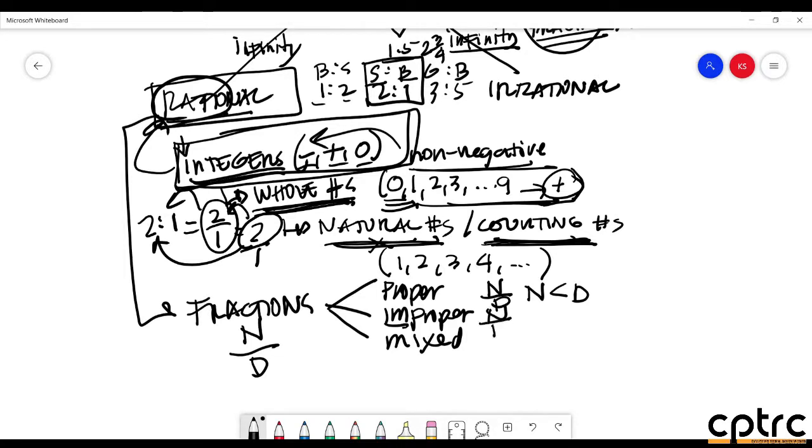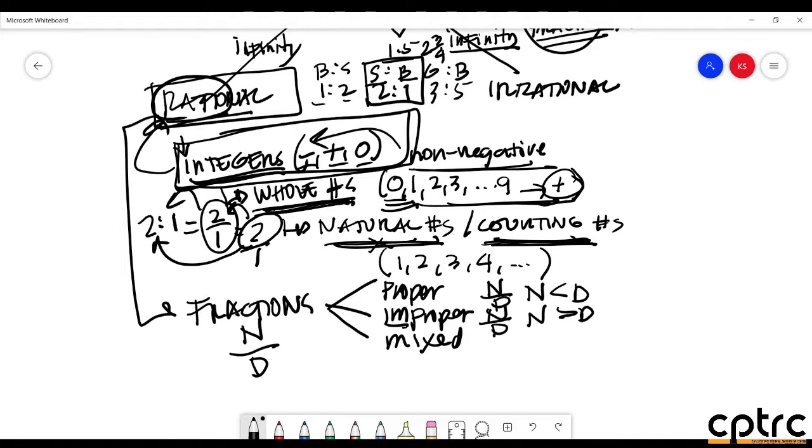Compare the numerator over the denominator: the numerator is always greater than the denominator. These are 4/3, 5/7, and so on and so forth. While for the mixed fraction, this is a combination of a whole number and a proper fraction. Or, in mathematical terms, it is the sum of a whole number and a proper fraction.